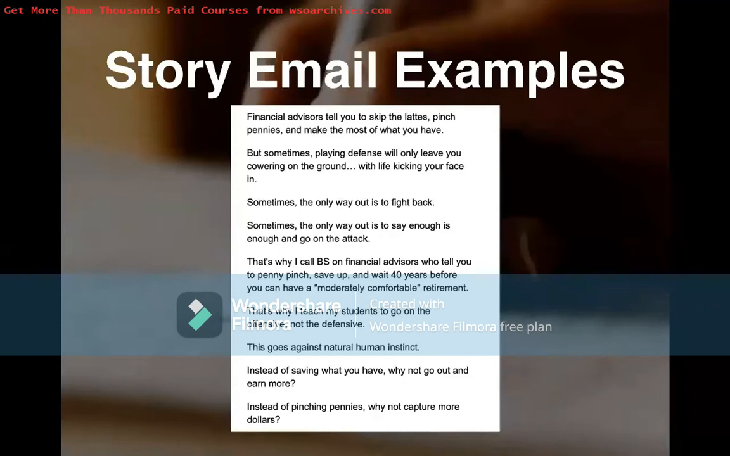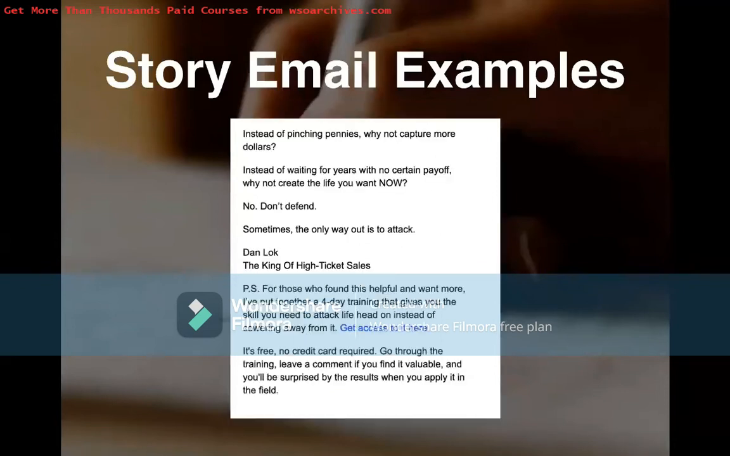That's why I call BS on financial advisors who tell you to penny pinch, save up, and wait 40 years before you can have a moderately comfortable retirement. That's why I teach my students to go on the offensive, not the defensive. This goes against all human natural instinct. Instead of saving what you have, why not go out and earn more? Instead of pinching pennies, why not capture more dollars? Instead of waiting years with no certain payoff, why not create the life you want now? No, don't defend. Sometimes the only way out is to attack.